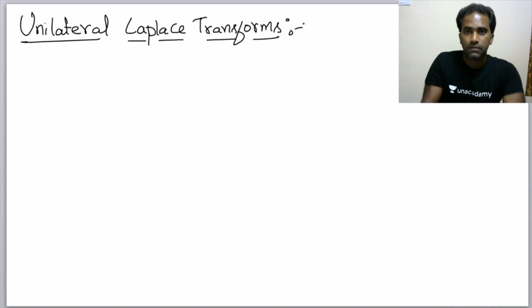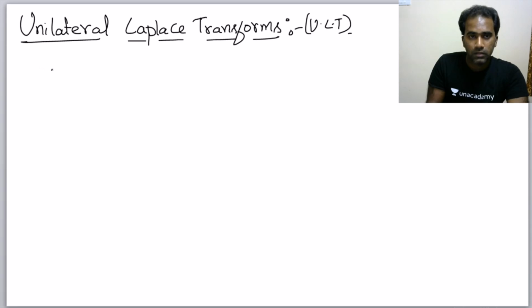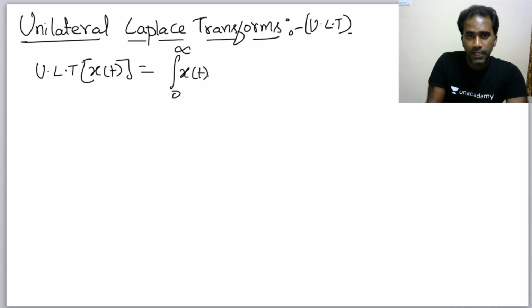Unilateral Laplace transform, or in short we can also call it ULT. So unilateral Laplace transform of signal x of t, the formula is given as integration from 0 to infinity x of t into e power minus st dt. This is the formula for unilateral Laplace transform. I'll write the formula for bilateral Laplace transform as well, then you'll understand the difference between them.